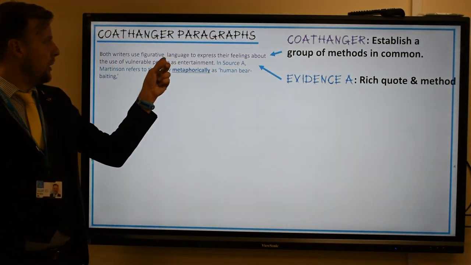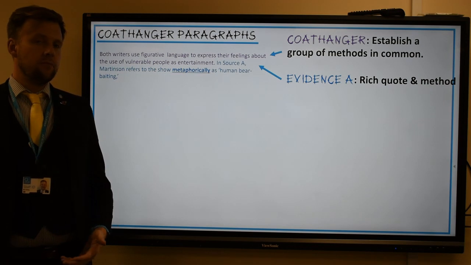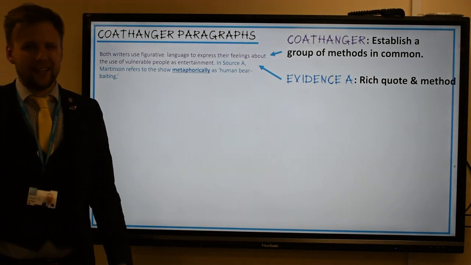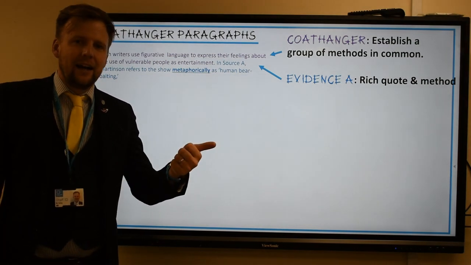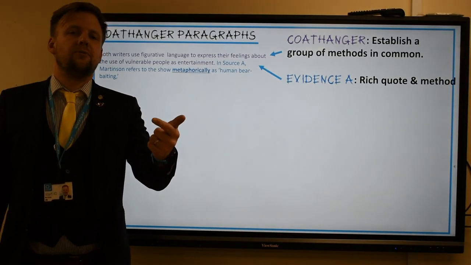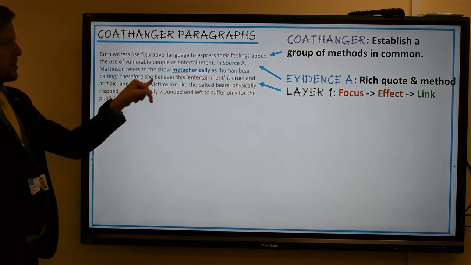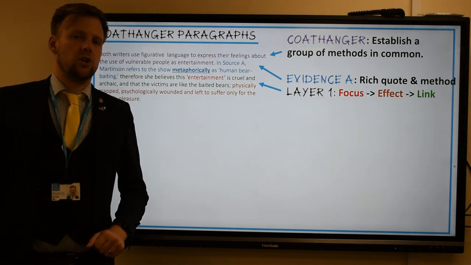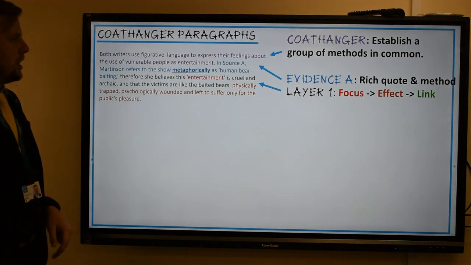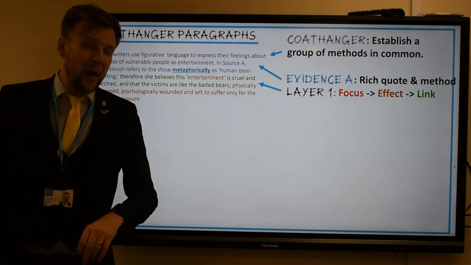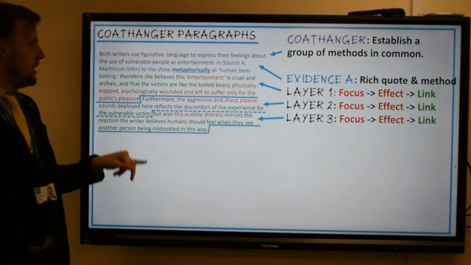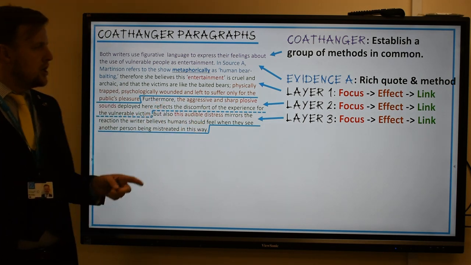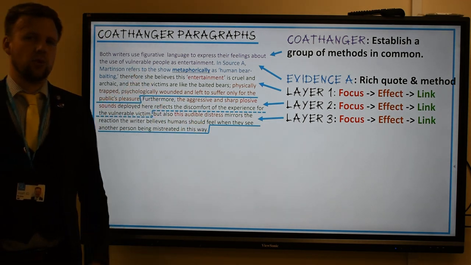Okay? Once you've got your coat hanger statement, put your evidence from source A and tell your examiner the method. So both writers use figurative language. In source A, it is a metaphor, and here is my evidence. And you can guess what happens now. Layer, layer, layer, focus, effect, link. Obviously, I start with my metaphor first of all. I focus on the metaphor, what's the image I associate with it, link it back to the topic. But there's not just metaphors there, there's bear baiting, well that's a plosive. So here I go with my plosive, and I've not made just one interpretation, I've made two. So I've got 3 layers to say about source A.